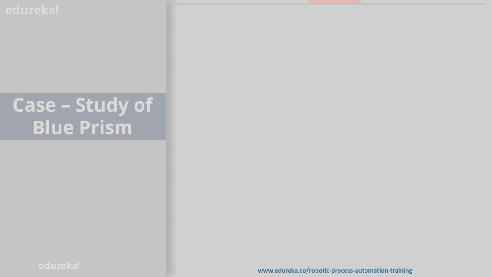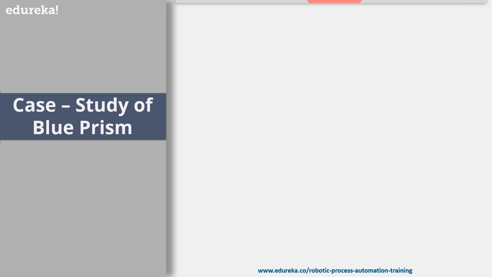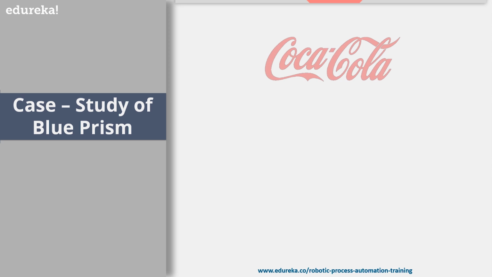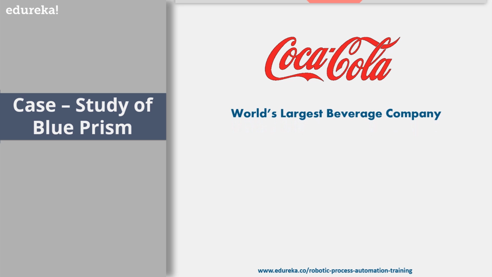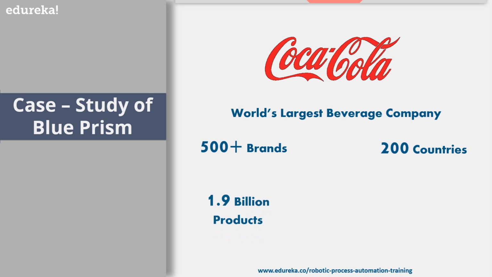So now moving on to the next part of the session, that is the case study of Blue Prism. When I say case study of Blue Prism, I'm basically going to show you how a company benefited by using Blue Prism, right? So the company that I'm going to talk about is basically Coca-Cola. Coca-Cola is one of the world's largest beverage companies. This company has more than 500 brands in 200 countries with 1.9 billion products consumed by 200 million customers daily, right?